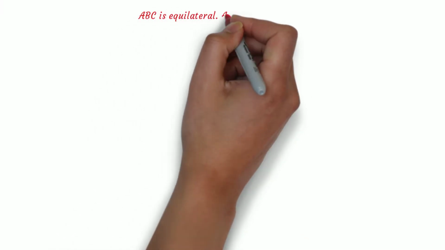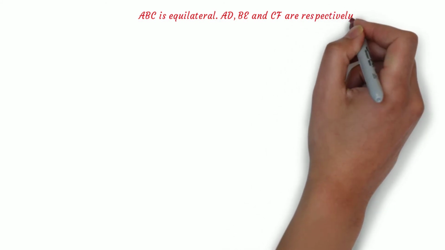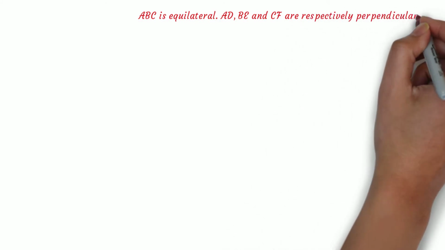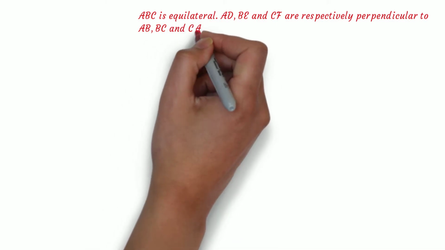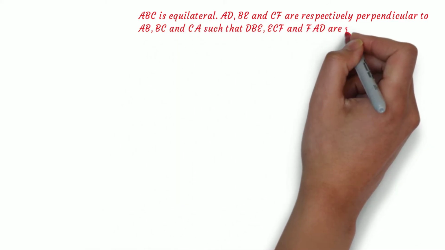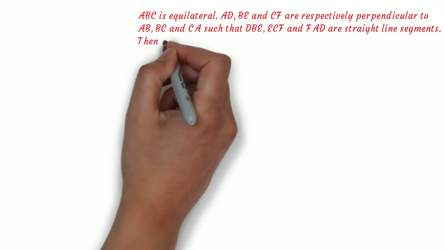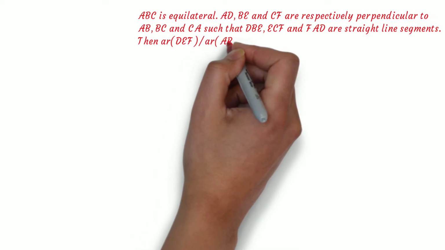ABC is an equilateral triangle. AD, BE and CF are respectively perpendicular to AB, BC and CA, such that DBE, ECF and FAD are straight line segments. Then find area of triangle DEF divided by area of triangle ABC.